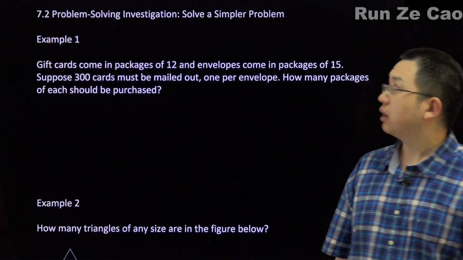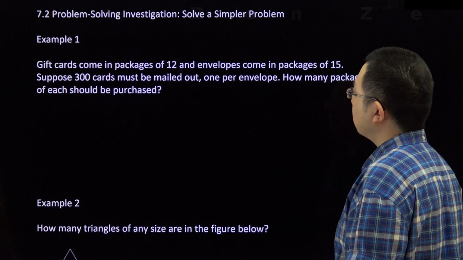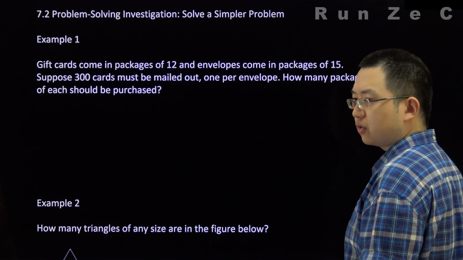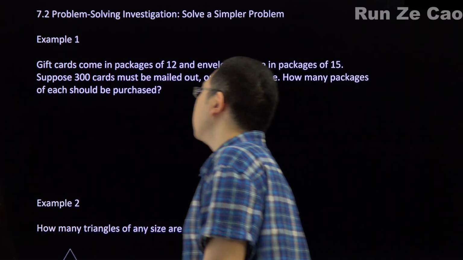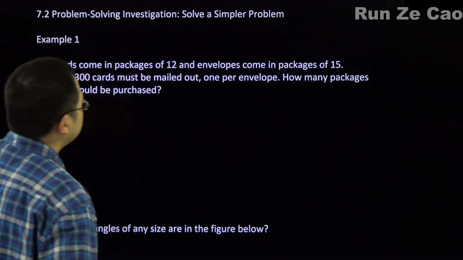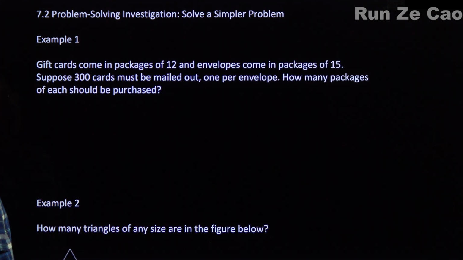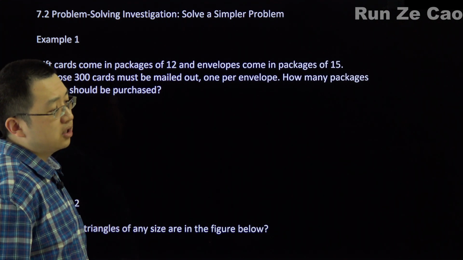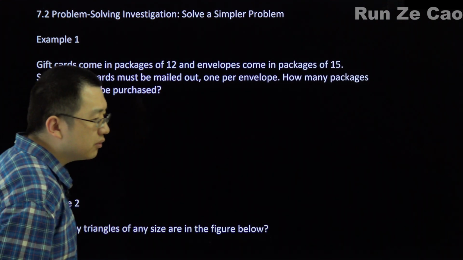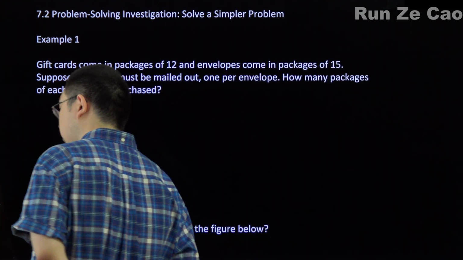Now for the obligatory problem-solving section, solve a simpler problem. In other words, do your problems in manageable pieces. Like say you have gift cards in packages of 12 and envelopes in packages of 15, and you must mail out 300 cards. How many packages of each should be purchased? Yeah, if you go for lowest common multiple and do this problem, you are grossly overthinking it, so don't do that. Don't overthink problems too much.